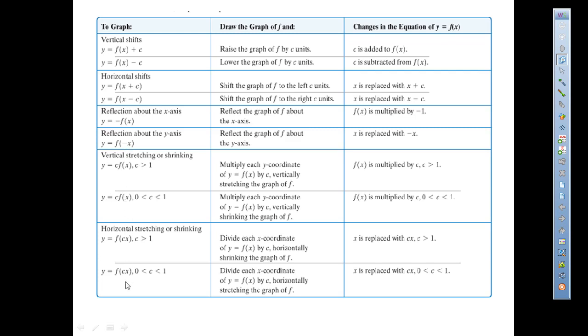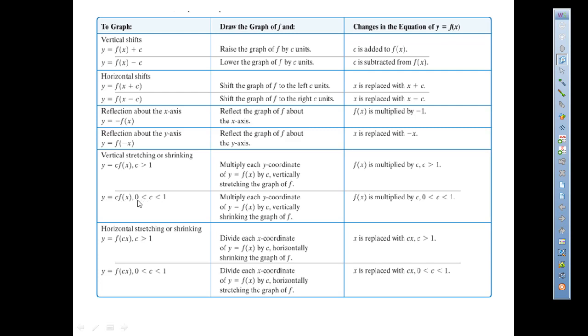And then vertical stretching and shrinking are going to occur much the same way the vertical shifts and horizontal shifts do. If you're doing a vertical stretch, it's going to be multiplied outside the function, this little c right here, c times f of x. If c is greater than 1, it's going to be a vertical stretch, and the reason why is you're multiplying every previous y coordinate by c, but the x values are staying the same. So you're going to increase those y values for every given c. That's why it's a vertical stretch.